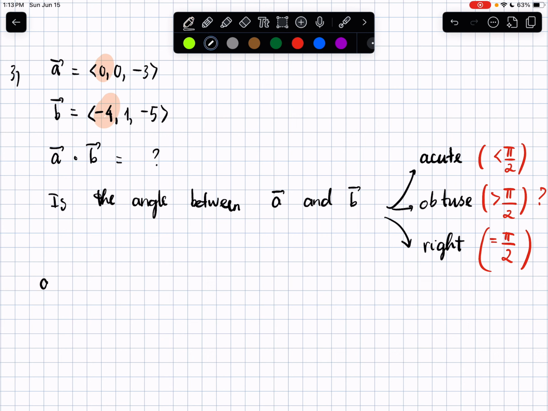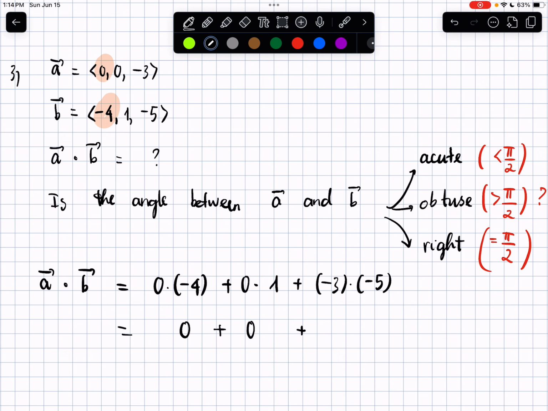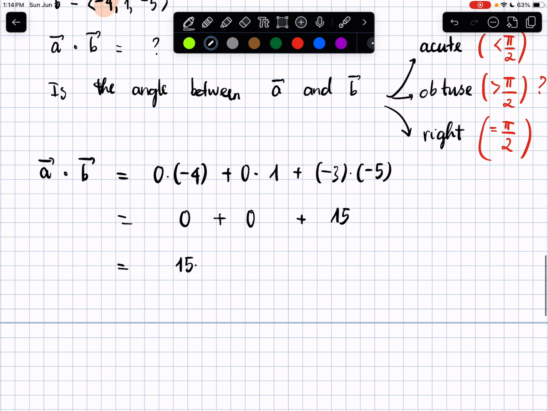The dot product A dot B is 0 times minus 4, plus 0 times 1, plus minus 3 times minus 5, which is 0 plus 0 plus 15, which is 15. The second part is to check the angle.